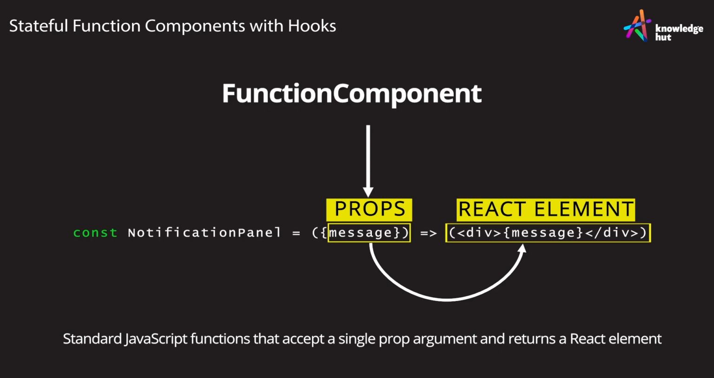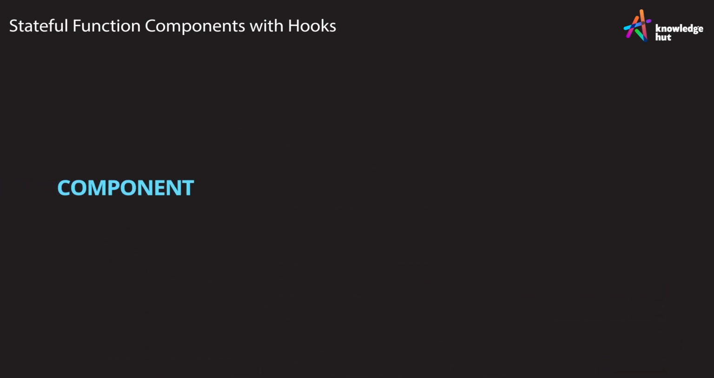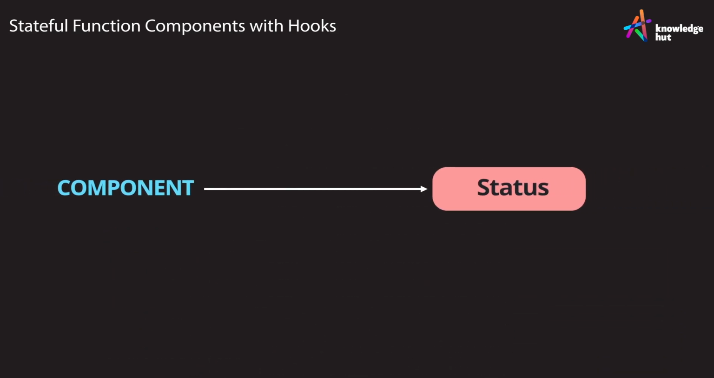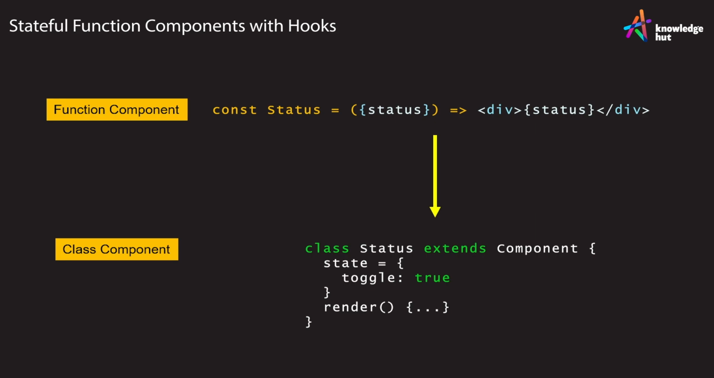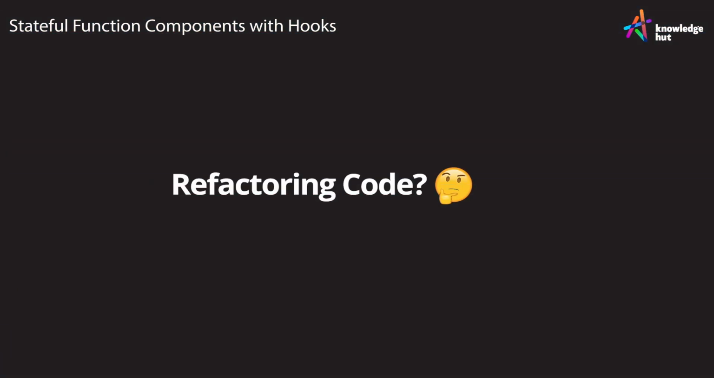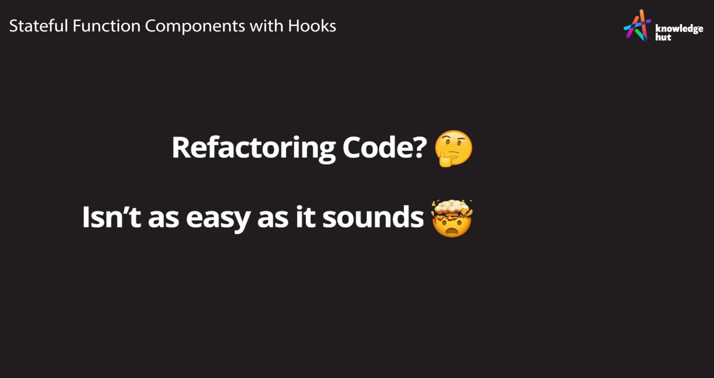There are times, however, when you might need to upgrade your function component to incorporate state. This can happen due to several reasons. For instance, you might want to turn a component that displays a status using a prop into a component that allows you to switch the status. Traditionally, this would have involved refactoring the function component to a class component so that local state may be used. Refactoring code sounds like a simple idea, but I'm sure you'll agree it isn't as straightforward in practice.